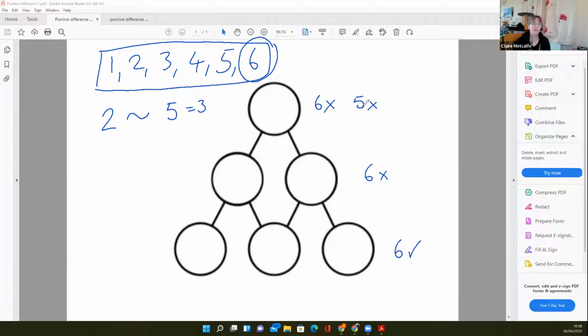Now, that's a lovely bit of reasoning. So if 5 is in the top, the only way you can make 5 as a difference is between 1 and 6. And we've already deduced that 6 can't be in the middle row. So 5 can't be in the top. But we don't know, it could be in the middle row. We don't know. And it could be in the bottom row.